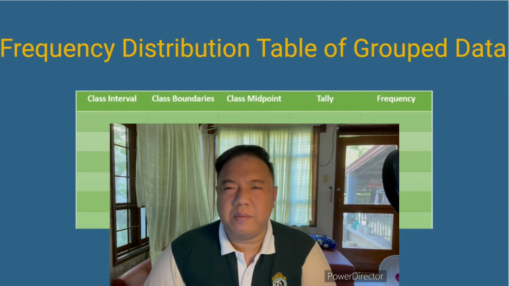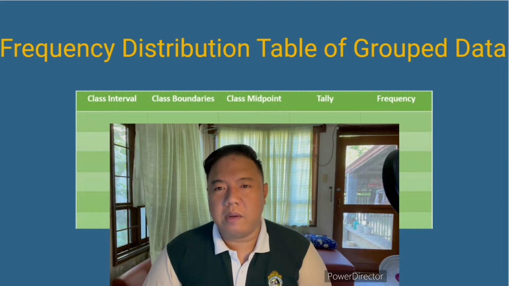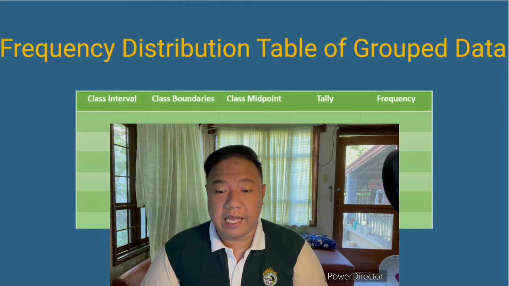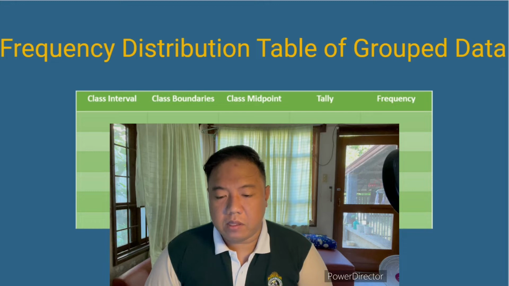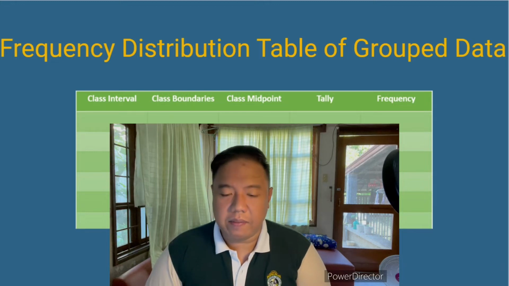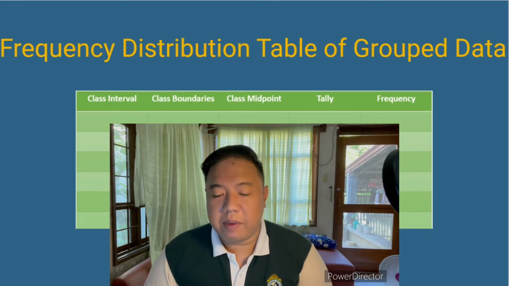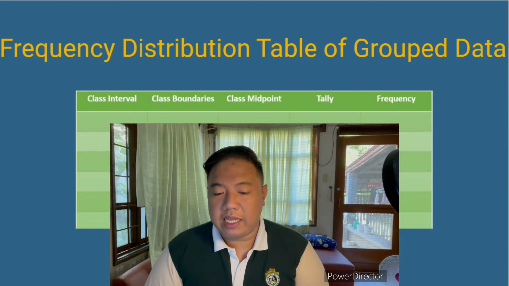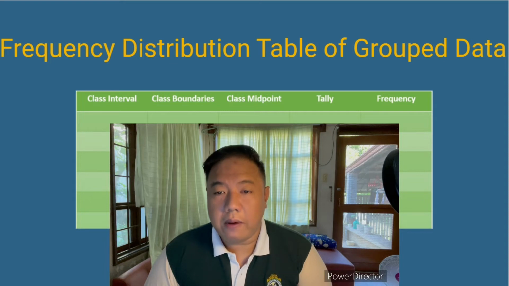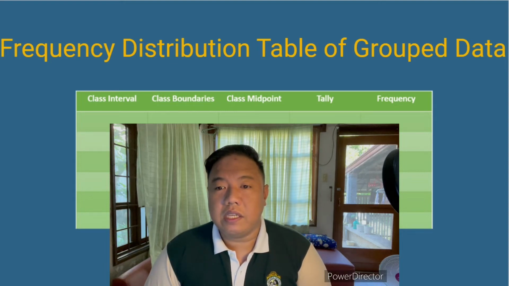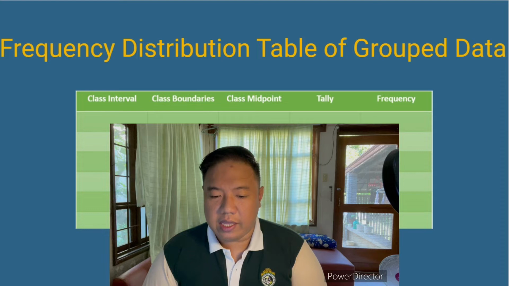So, ito na naman po tayo. Kasi para mas lalo ninyo maalala, madaling babalikan. With the frequency distribution table of grouped data, we have here the class interval. Napag-aralan na natin yan. The class boundaries, the class midpoint, tally, and frequency. So this will be our table for the frequency distribution table of grouped data. Ito po yung kakailanganin natin. Alalahanin po ninyo yan.